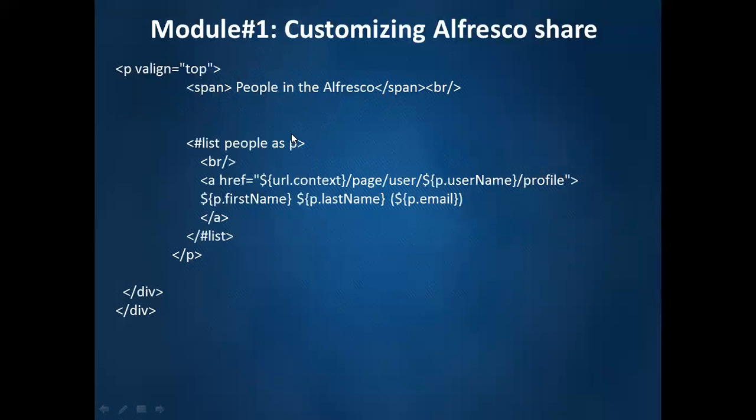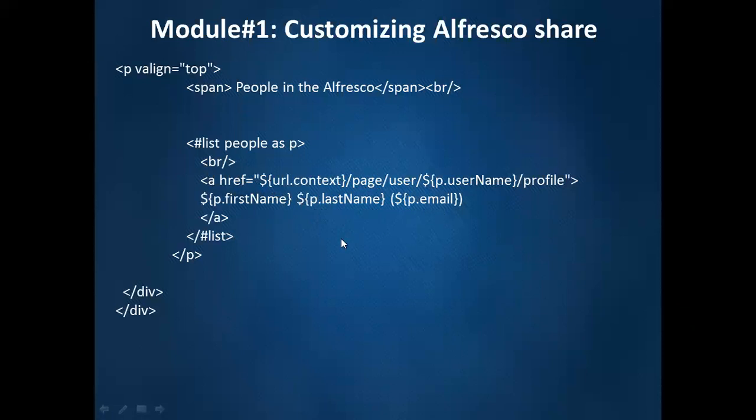Under this message, People in the Alfresco, this call line will be displayed. This code is giving the information of the user that we want to display, such as username, first name, last name, and email as well.